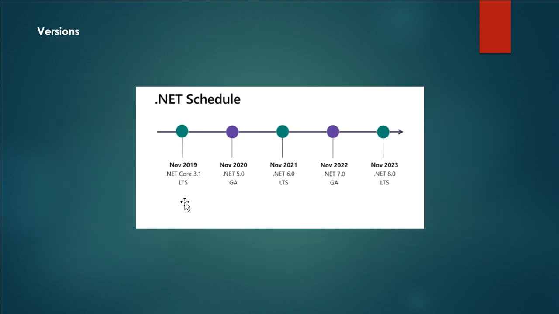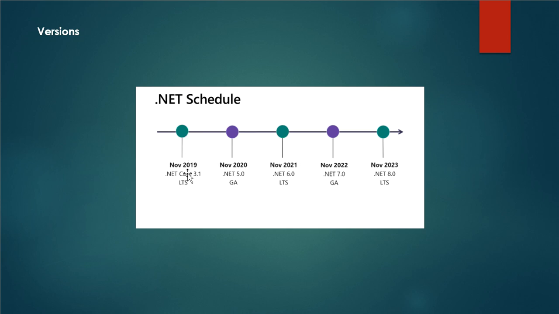So in November 2019 we have the .NET Core 3.1 LTS version, and one year after, in November 2020, we have .NET 5.0. This is the first unified version of .NET. This is a current release, which doesn't have long-term support. LTS versions are supported up to 3 years. The GA or current versions are supported up to 18 months, like 1.5 years. Then we have .NET 6.0, which was released in November 2021, and this is also an LTS version.